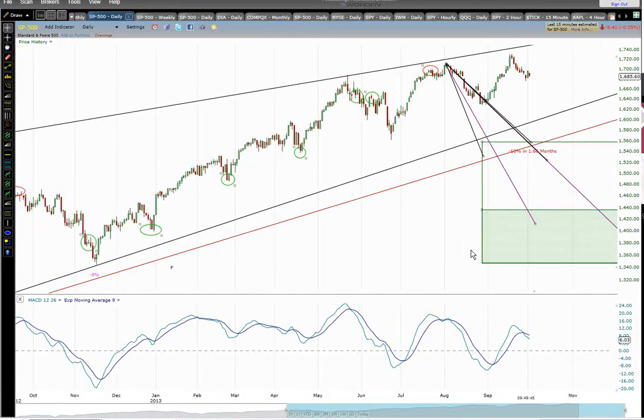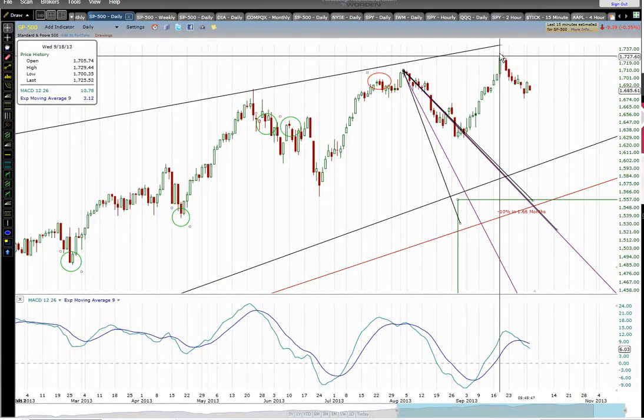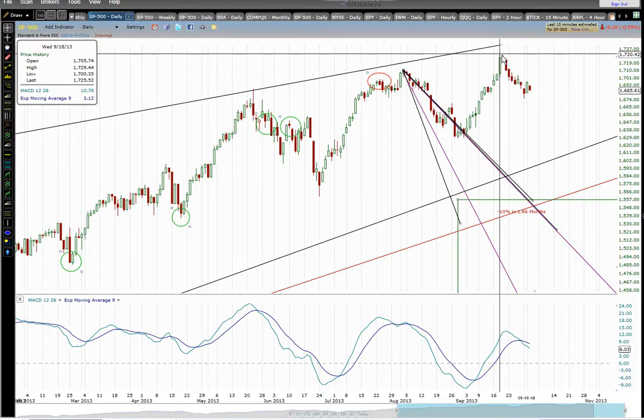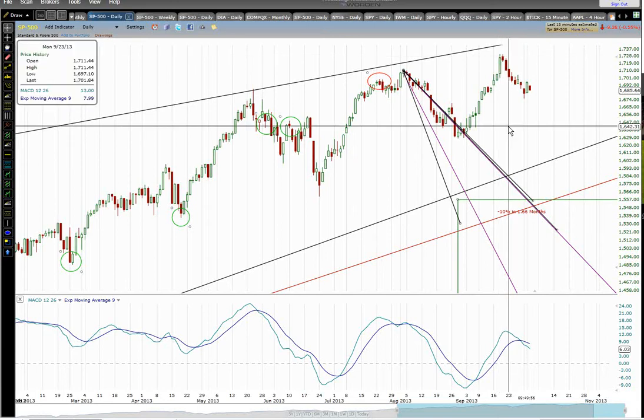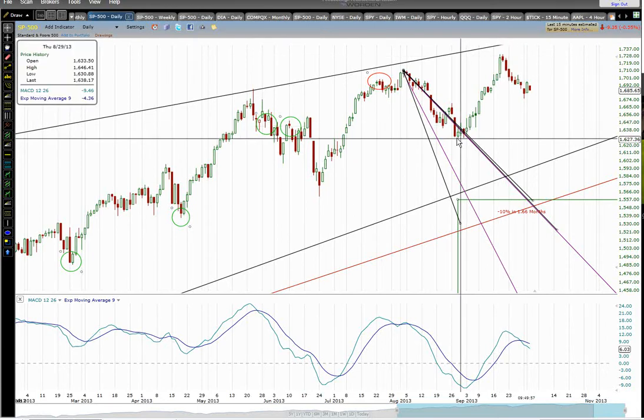The stop on that would go above this level here, and then the question really becomes how the trade is going to be managed or where profit targets are going to be taken. The next support level on the chart as far as the lows is this August low here in the S&P 500.